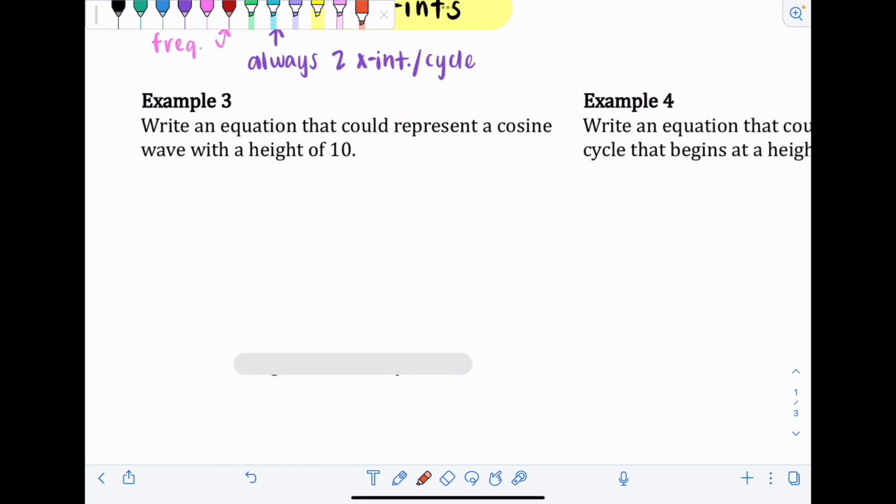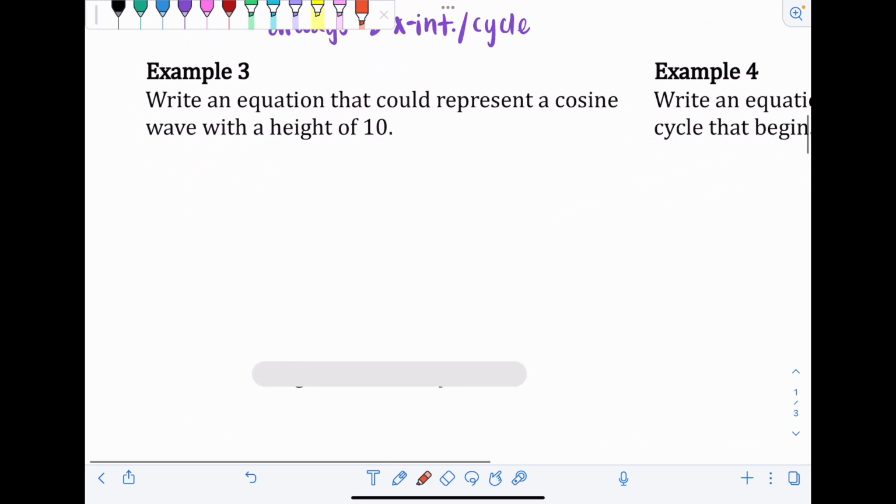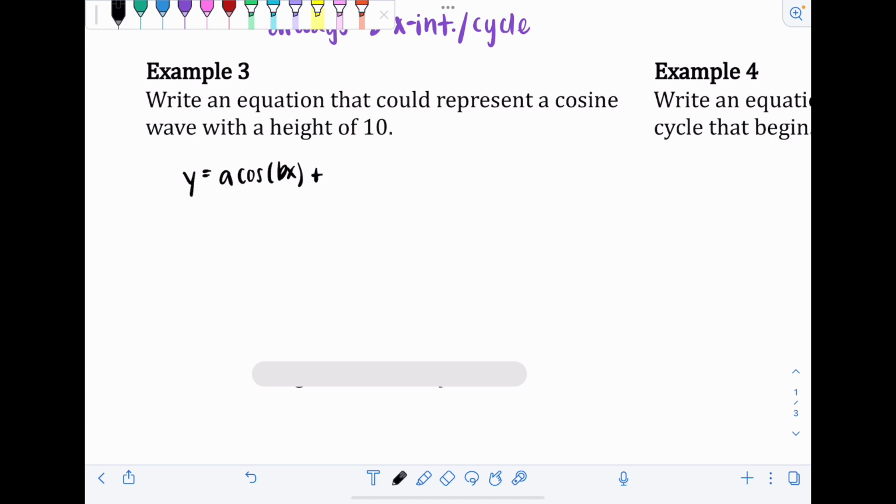Moving on to example 3, it says write an equation that could represent a cosine wave with a height of 10. So if it's cosine, I'm just going to start by copying down the general form for cosine, which is y equals a times cosine of bx plus k. And I think it's important to start with identifying what letter we need to find here, what letter is even related to the height.